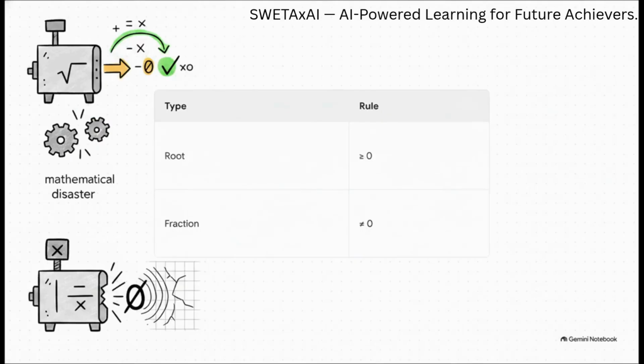Let's see how this builds when we introduce mathematical constraints. You can't just feed any random fuel into any machine. You'll cause a mathematical disaster. If your machine involves a square root, your domain constraint is that you cannot use negative numbers, keeping your valid domain from 0 to infinity. If your machine involves fractions, like 1 over x, you absolutely cannot divide by 0. That literally breaks reality. So your domain just has to skip right over 0. You always have to check your fuel before starting the engine.